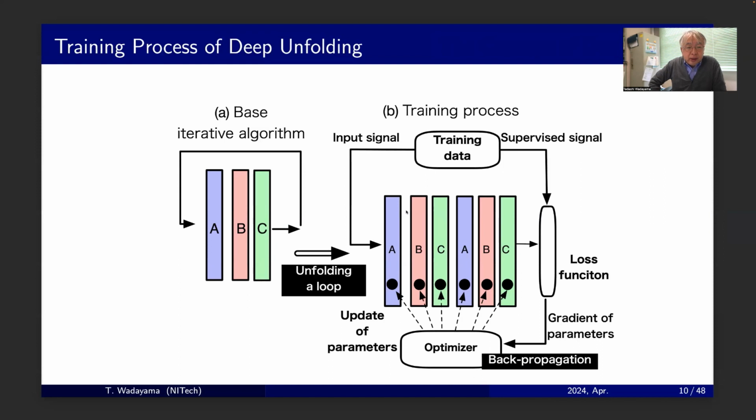Okay, the right figure presents the training process of deep unfolding. The output from the model and the supervised signal are fed into a loss function. A loss function measures the discrepancy between the supervised signal and the model output. Usually we can use, for example, the mean squared error loss function, and cross entropy for classification problems. So there are many types of loss functions.